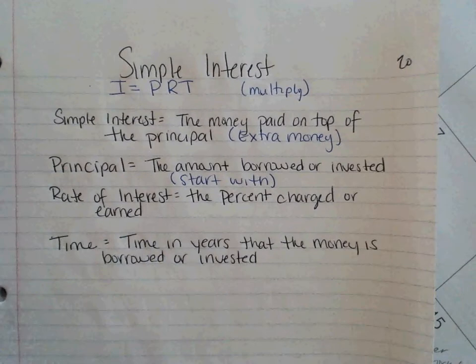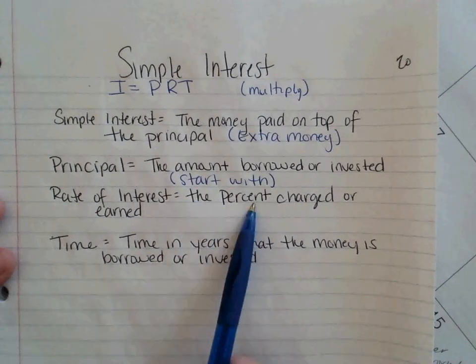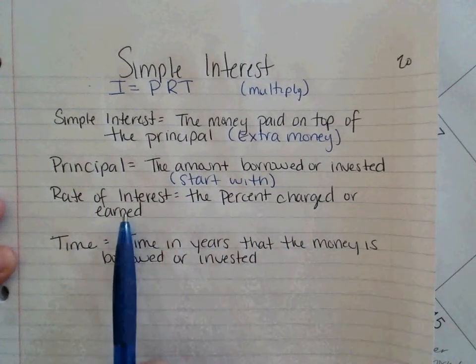So this is saying you go to the bank and you want a loan. This is what you start with. Interest is what you pay extra. The rate of interest is the percent charged or earned.